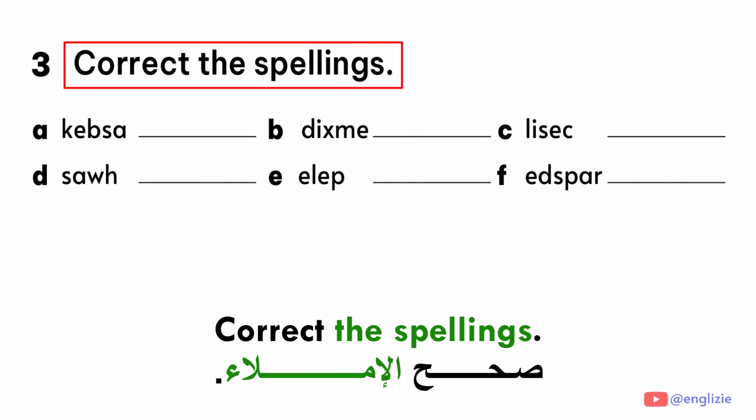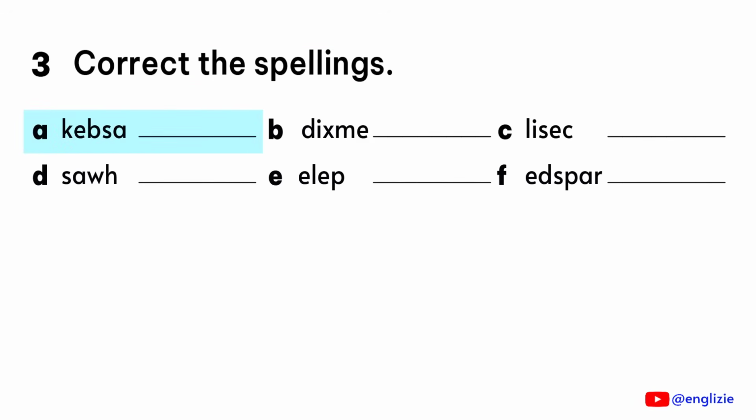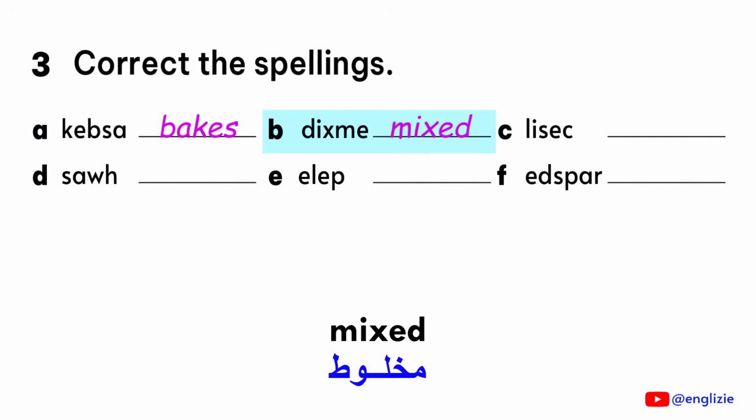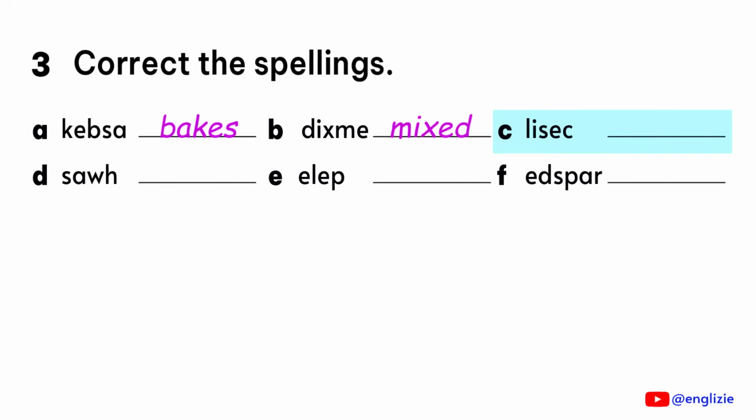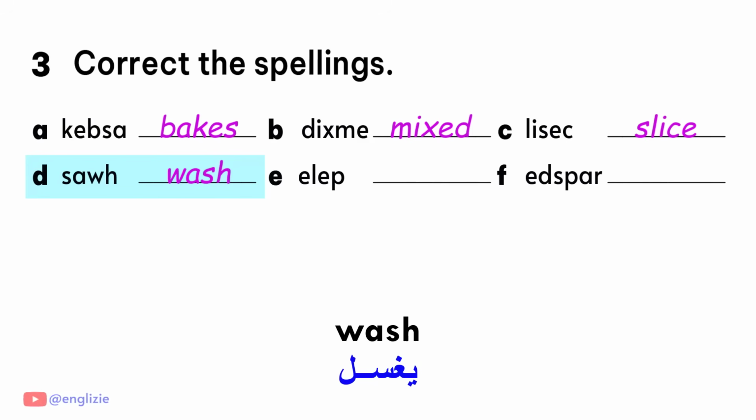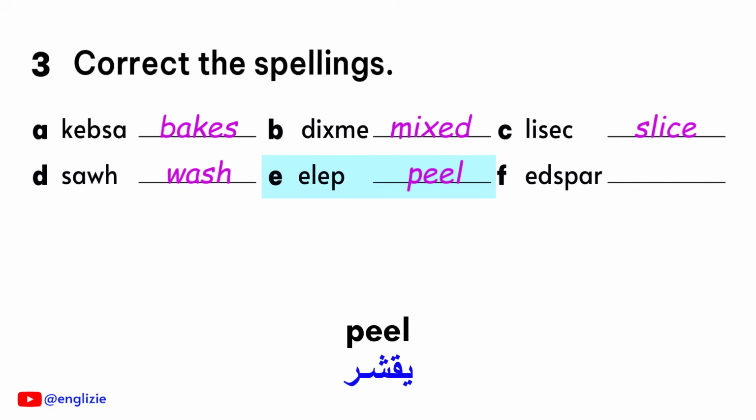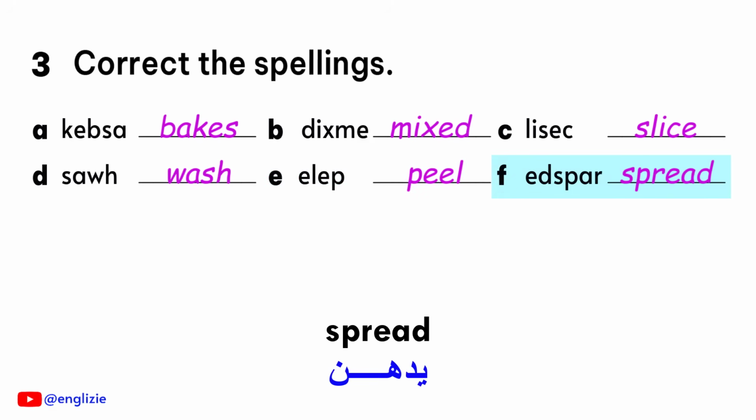Correct the spellings. A. Bakes. B. Mixed. C. Slice. D. Wash. E. Peel. F. Spread.